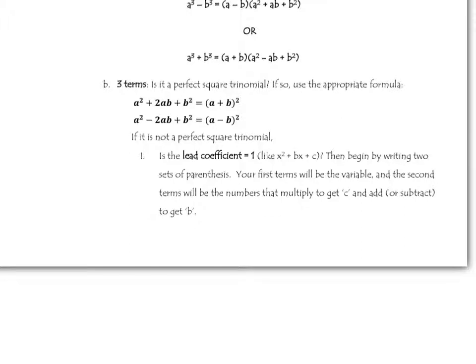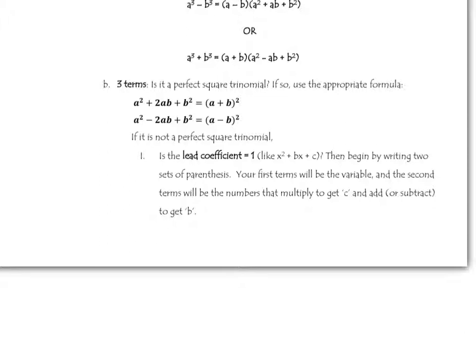The third question you ask is, is it a perfect square trinomial? It could be a squared plus 2ab plus b squared, or a squared minus 2ab plus b squared. And if it is, use those formulas. So right now we are going to focus on these three situations.